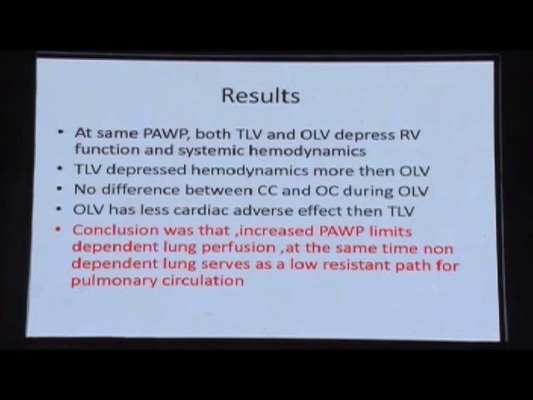So those higher peak airway pressures limit the perfusion of the dependent lung and at the same time increase the shunt to the non-dependent side. And because the non-dependent lung acts as a conduit of low resistance, there is an increase in the shunt and less increase in the afterload to the right ventricle. That was their explanation for why they did not see much change in the right ventricular dysfunction.